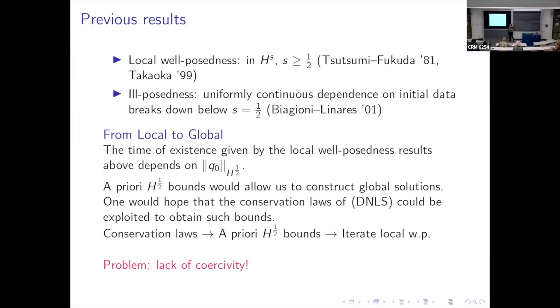And how could I get these a priori bounds? Well, I have all of these conservation laws, infinitely many of them. One of them really looks like the H^{1/2} norm. I could use them to get a priori bounds. The problem is that this fails here, and the conservation laws are not good enough to give me a priori bounds. The problem is lack of coercivity, right? Control of the conserved quantities does not give me control of the H^s norms.